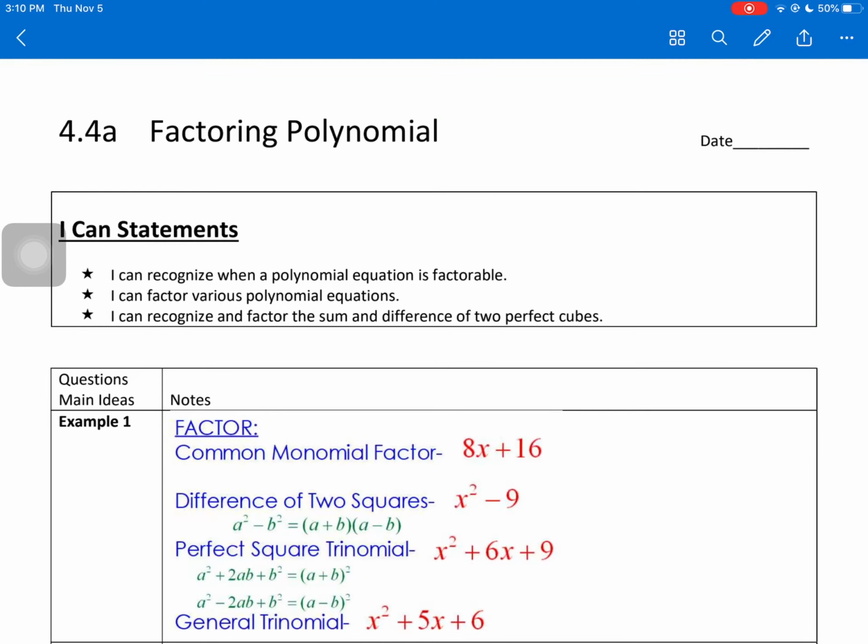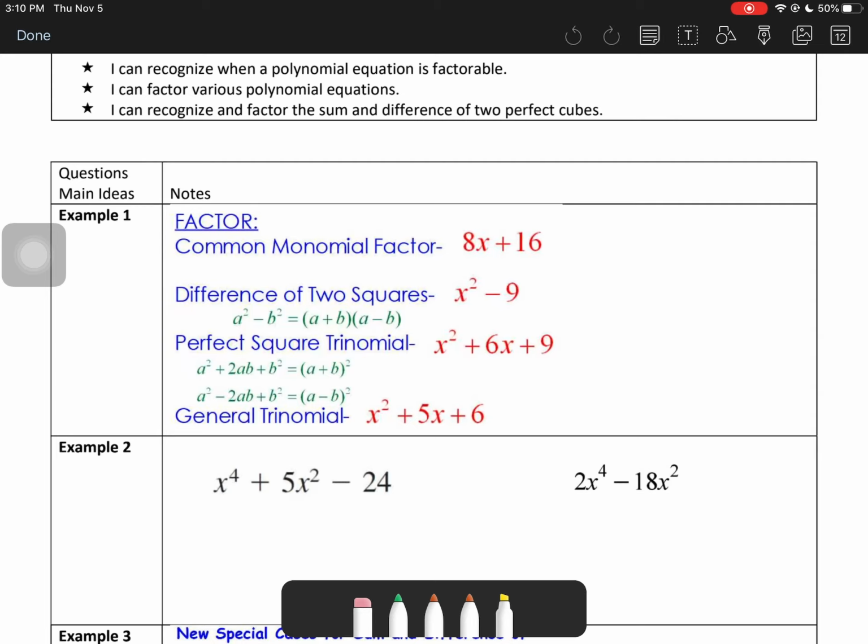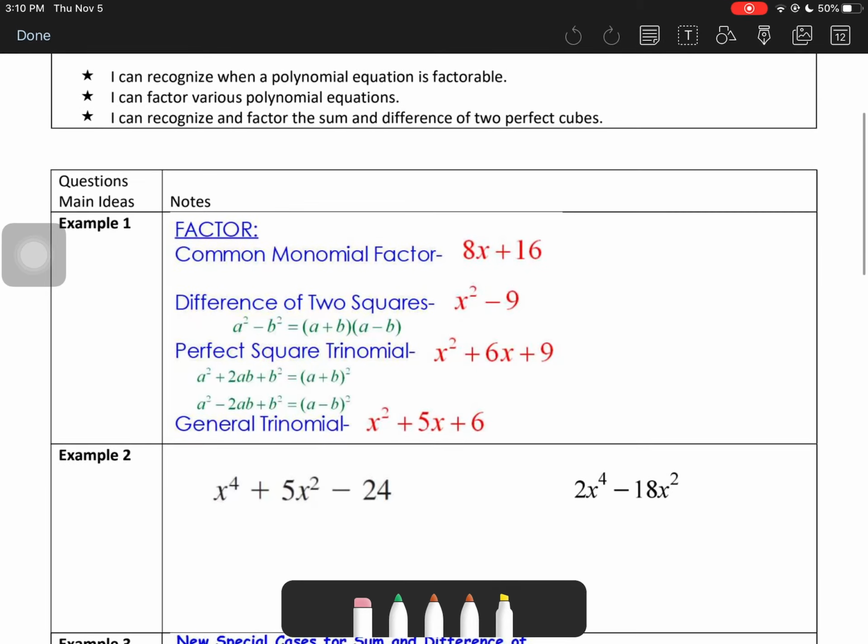In this lesson, we are reviewing our factoring polynomials, but then we will come up with a new pattern called the difference and sum of cubes. So remember, our first is a common monomial factor. That means the GCF: what do they have in common? We always want to look for that first. In this case, it's 8. So when we factor, we take out the 8, and we would have x plus 2.